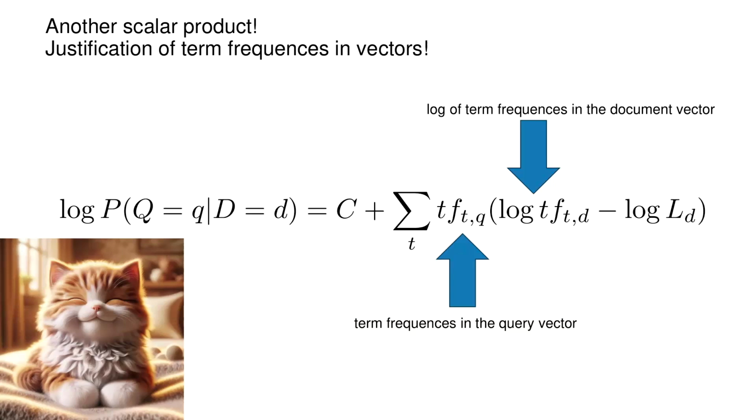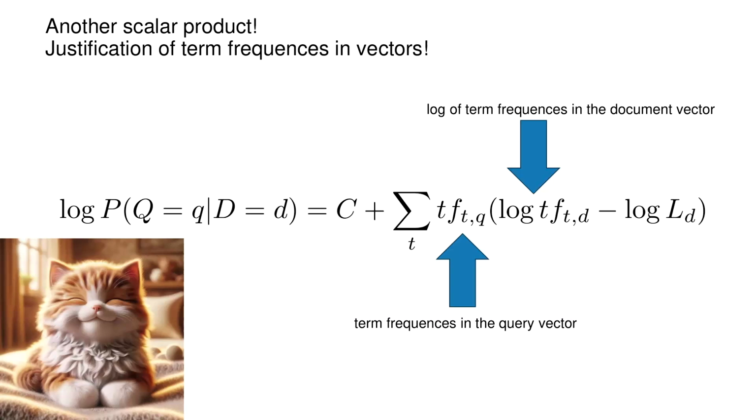And so this is why the vector space model, in a way, can be considered as a kind of system that is based on language models, the justification for the term frequencies being the idea that the term frequencies give you the probabilities of generating a specific document. That is the high-level idea, right?